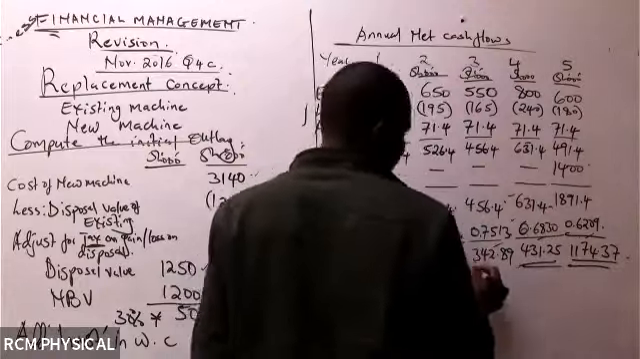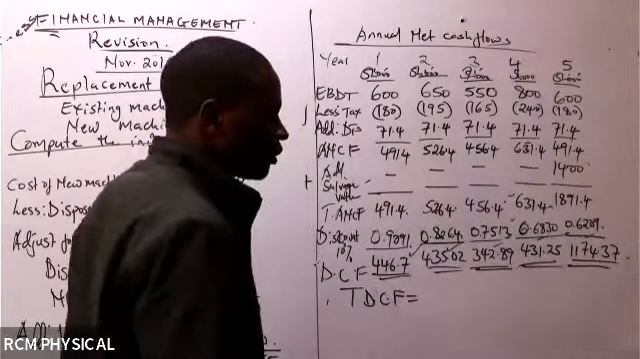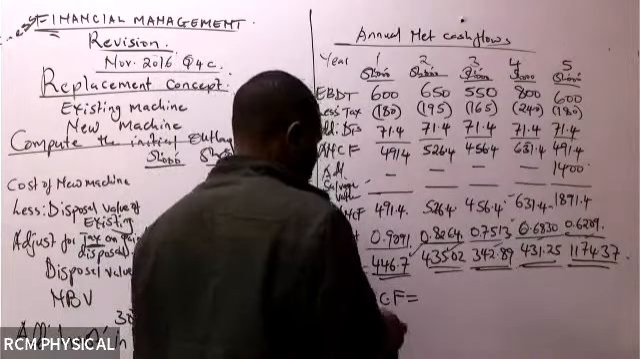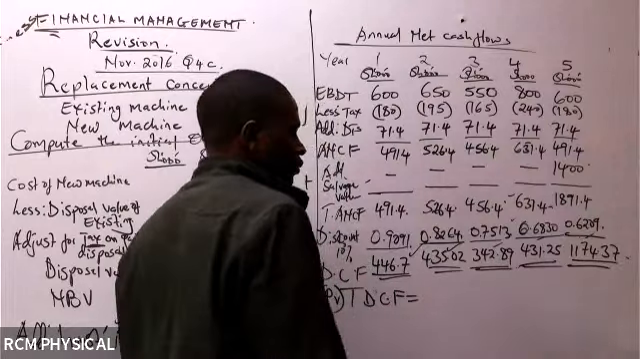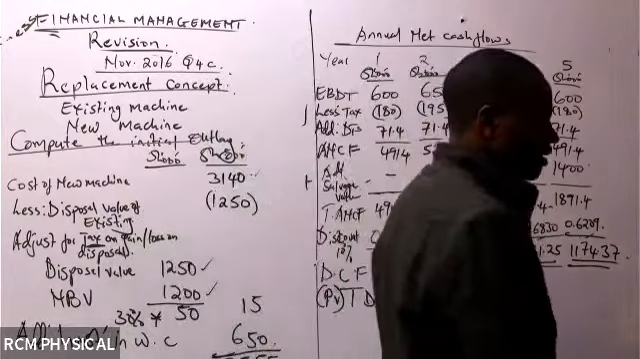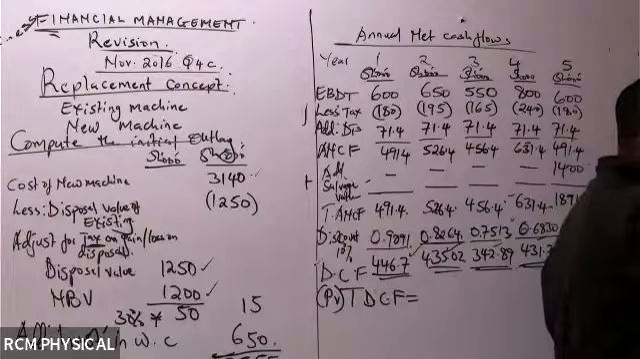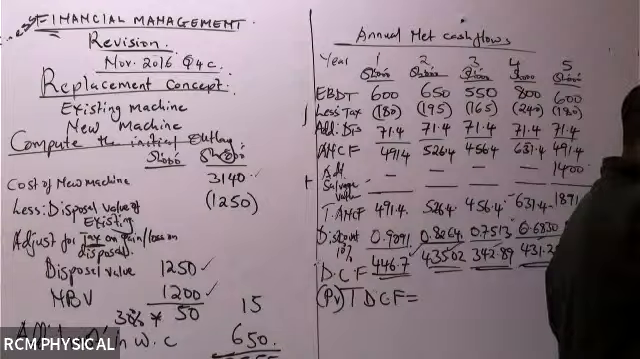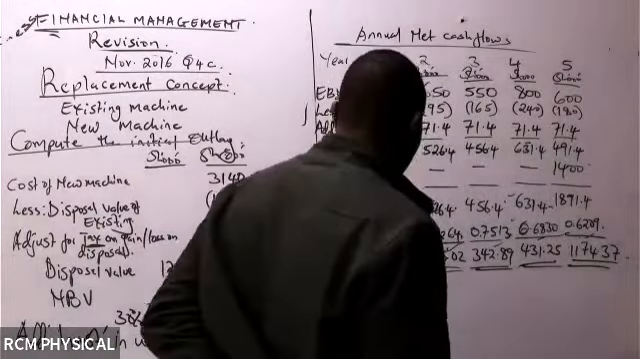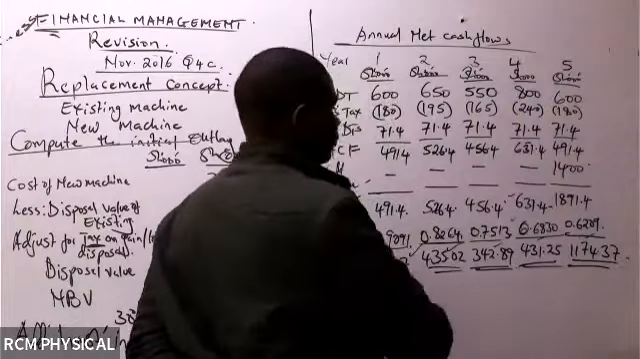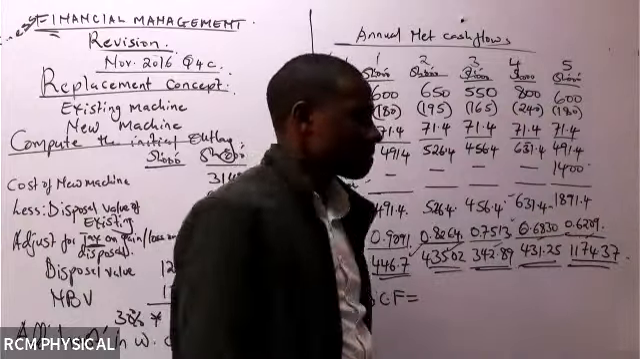Now add for me all this. What is the total? We say that this is the present value. Total present value. Add all of these up. Who has the total? Add all of it. Finish up.